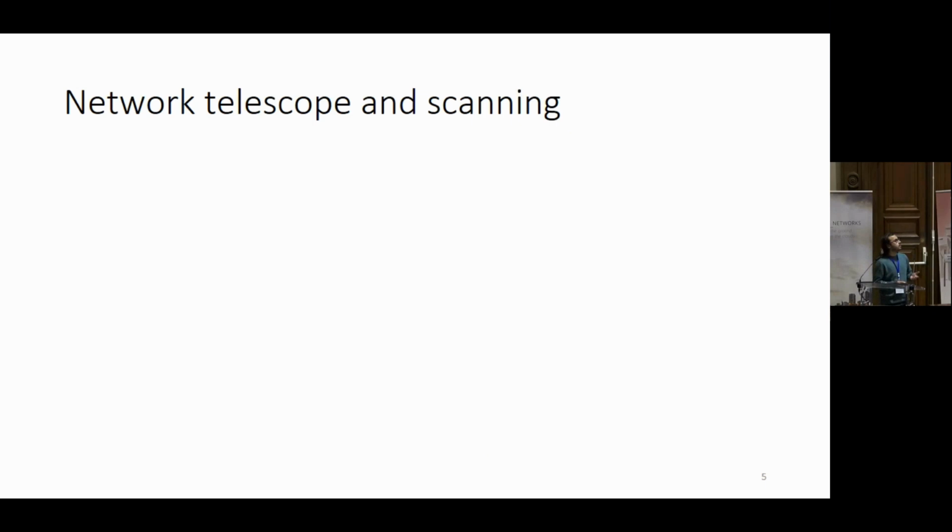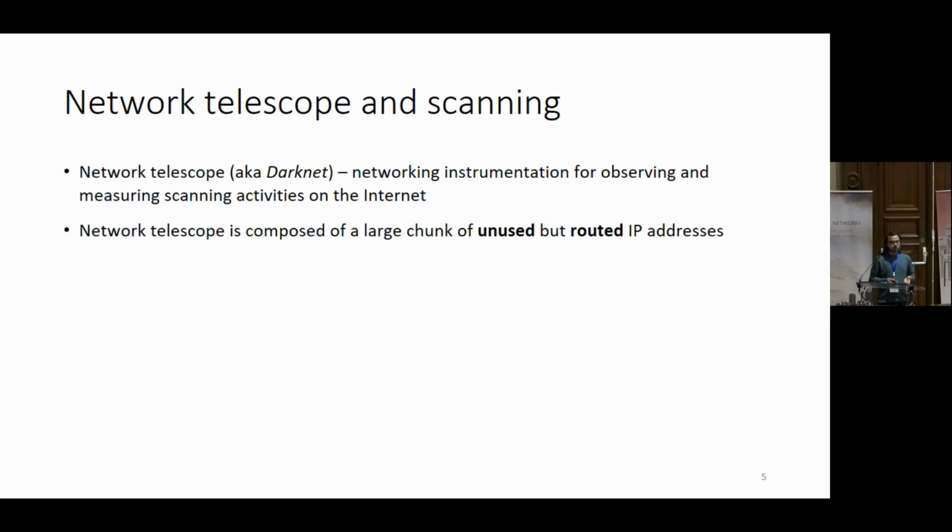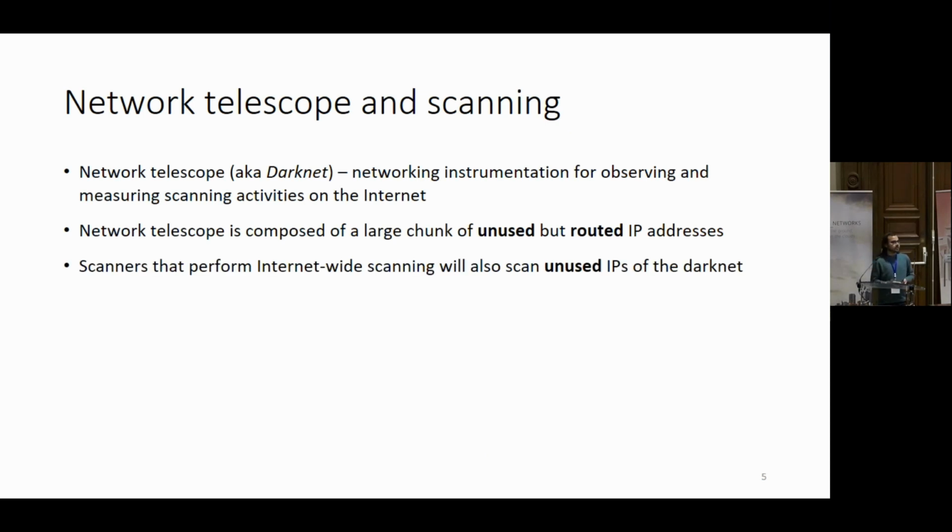Now let's see how network telescopes and scanning relate. A network telescope, also known as a darknet, is a networking instrumentation for observing and measuring scanning activities on the internet. A network telescope is simply composed of a large chunk of unused but routed IP addresses. The intuition is that scanners that perform internet-wide scanning will also scan unused IPs of the network telescope, and thus will be visible at the network telescope. Note that the term darknet should not be confused with dark web.